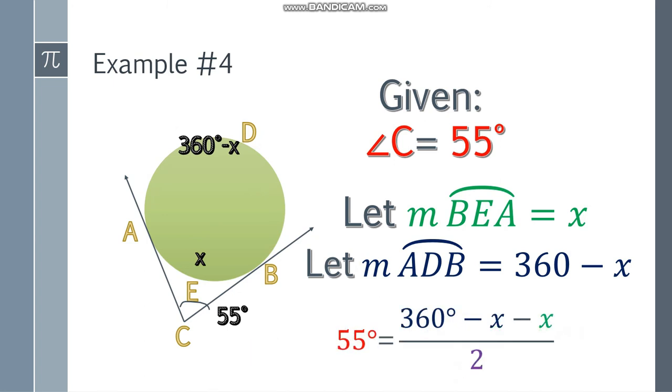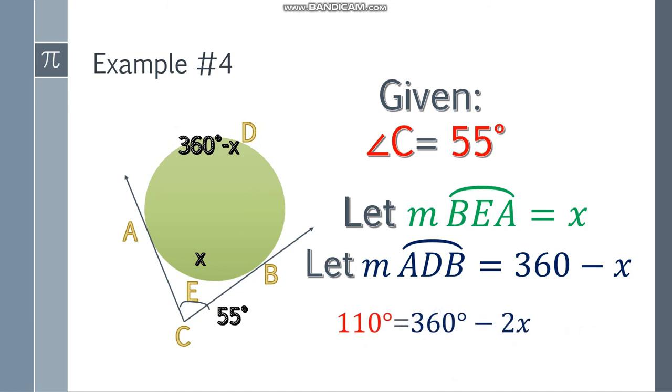So now, because we already have the values, we just have to simplify it so we can find the value of x. Let's simplify the numerator part. 360 degrees minus x minus x, that will be 360 degrees minus 2x. Now, let's isolate the x. Multiply both sides by 2, and you will get 110 degrees, equal to 360 degrees minus 2x. Now, that will be negative 250 degrees is equal to negative 2x. Divide both sides by negative 2, and the final answer will be 125 degrees is equal to x.